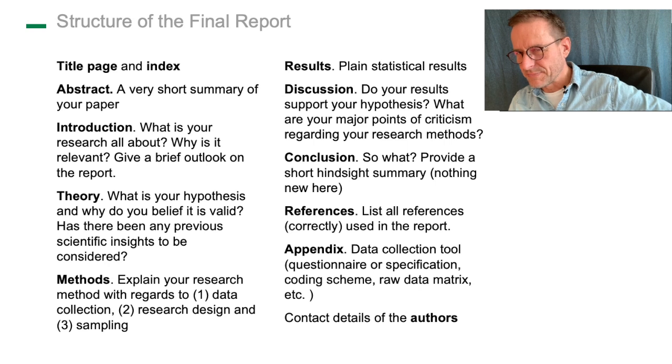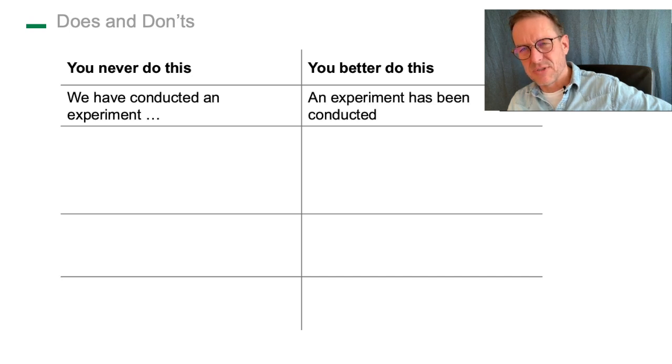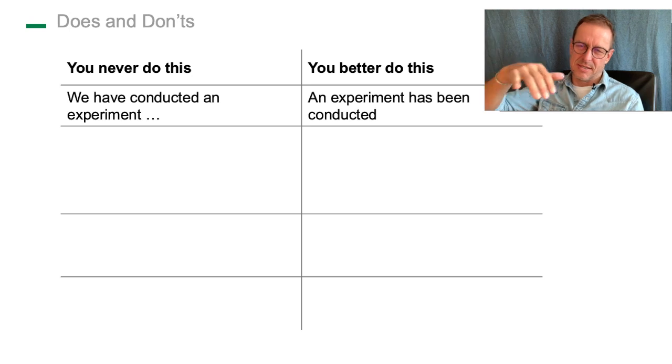So, for instance, you would never write something like, "We have conducted an experiment." Why not? Because terms like "we" or "I" do not appear in an academic paper. It's not about you. It's not about us. It's about the fact. It's about the truth. So that's why I would write, "An experiment has been conducted." So you always write in the third person, as I will summarize in a minute.